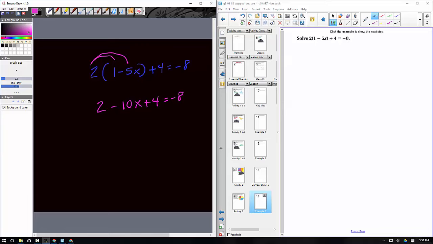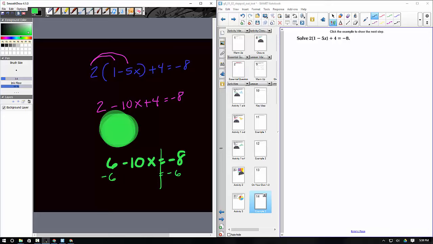So I'm going to combine like terms on this side, and I have 2 plus 4, which is 6. Oh boy, that is crazy looking. Let's try that again. So I'll have 6 minus 10x, and that all equals -8. And then I'm going to go through and subtract 6. I'll have -10x equals -14.